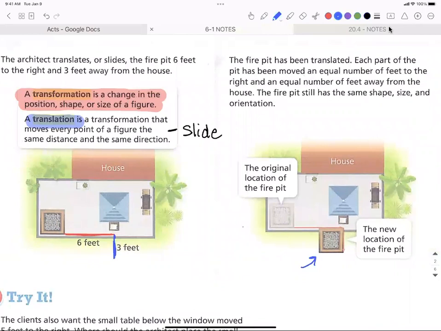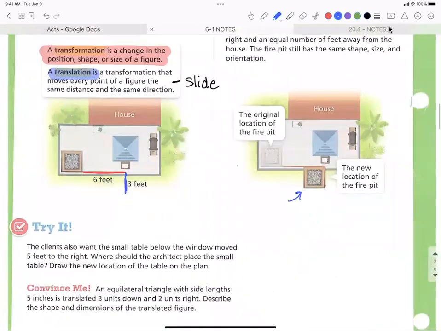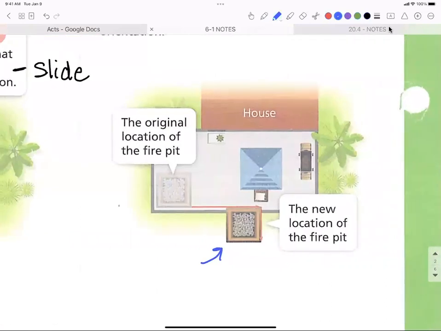Okay. So under this try it, it says the client also wants the small table below the window moved 5 feet to the right. Where should the architect place the small table? Draw the new location of the table on the plan. So if this is our plan, and here's the house window, it's kind of hard to see it, but there's the house window. So there's the table under the window, and the client wants it moved 5 feet to the right. So you would move it this way.